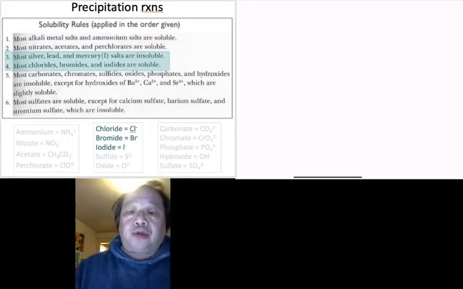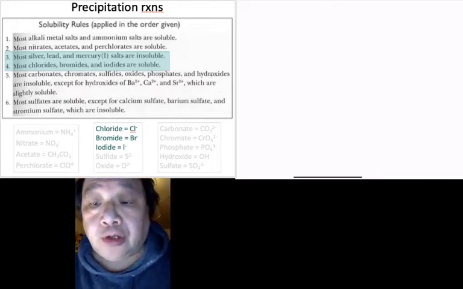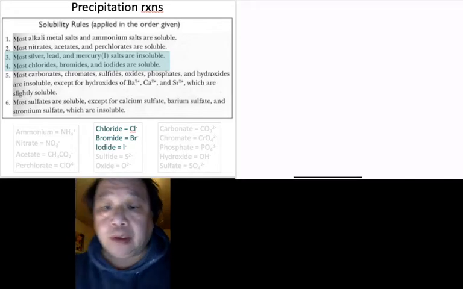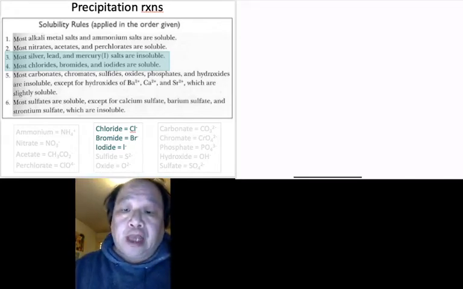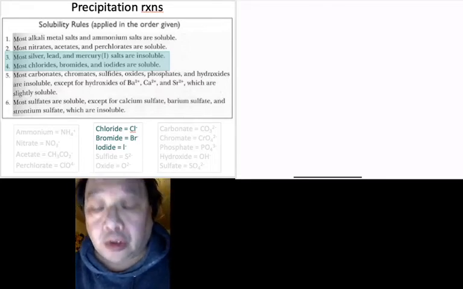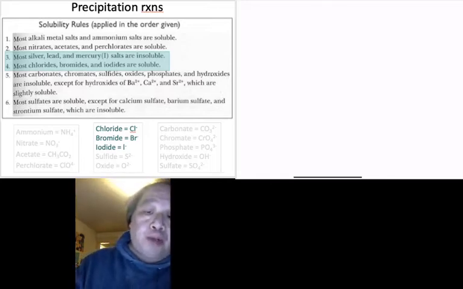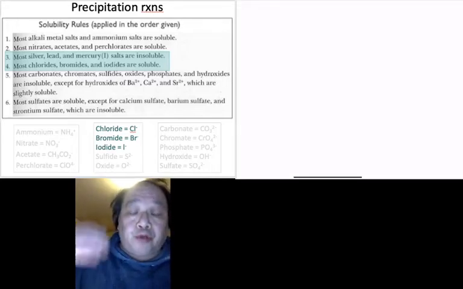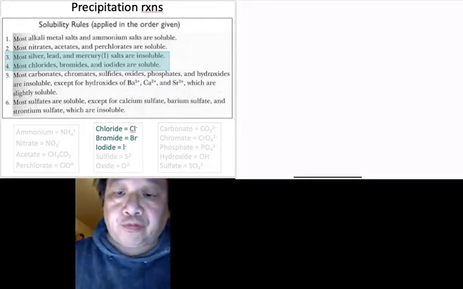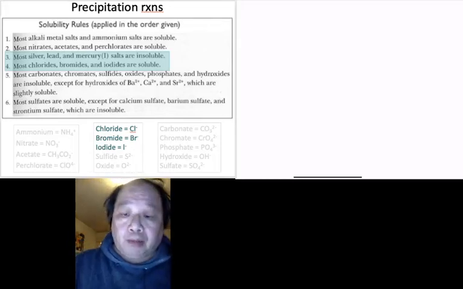We then get to rules 3 and 4. Rule 3 is a rule about what things are not soluble, insoluble. And it tells you that silver, lead, and mercury +1 metal salts, ionic compounds, are insoluble. And then chlorides, bromides, and iodides are soluble. And remember, rule number 3 has precedence over rule number 4. And chloride, bromide, and iodide refers to Cl-, Br-, and I-.